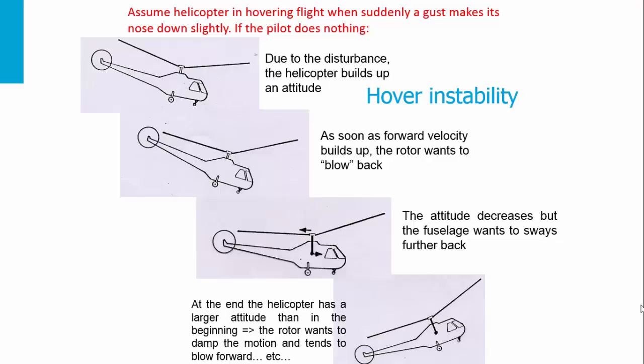Now, at the end, the helicopter will have a larger attitude than in the beginning, and the rotor will again want to damp the motion and will tend to blow forward, and so on. In this way, the helicopter will become more and more unstable. We will learn next how to try to stabilize this kind of helicopter motion in the simulation model that we have built. I end this lecture of today on helicopter trimming and maneuvering.